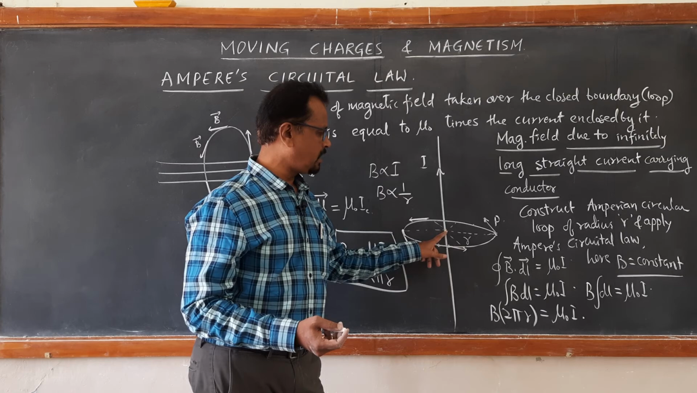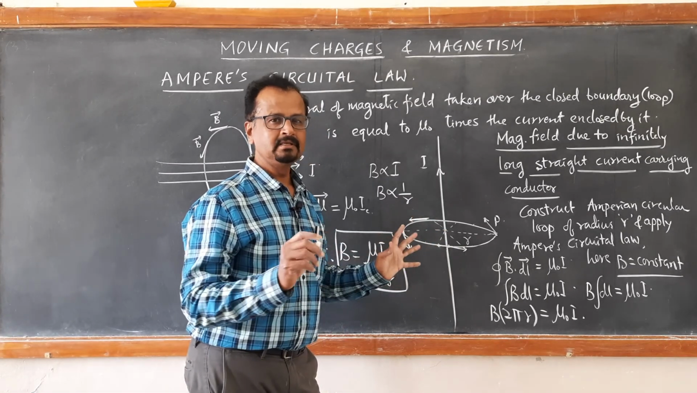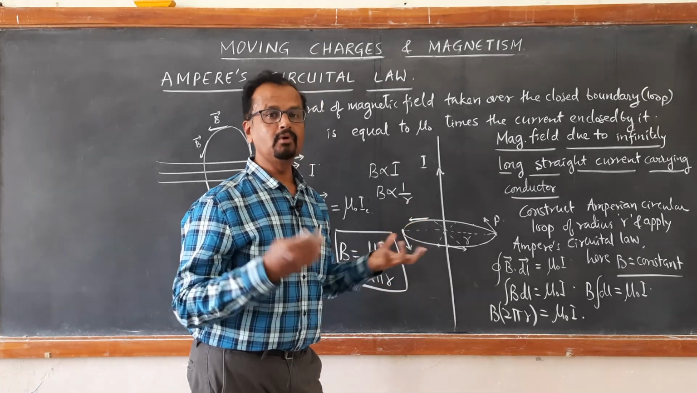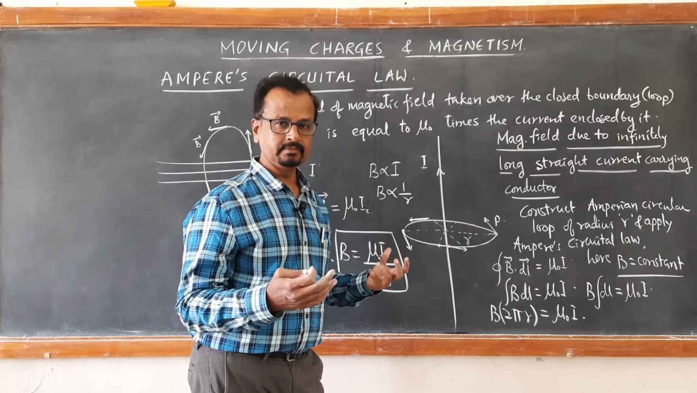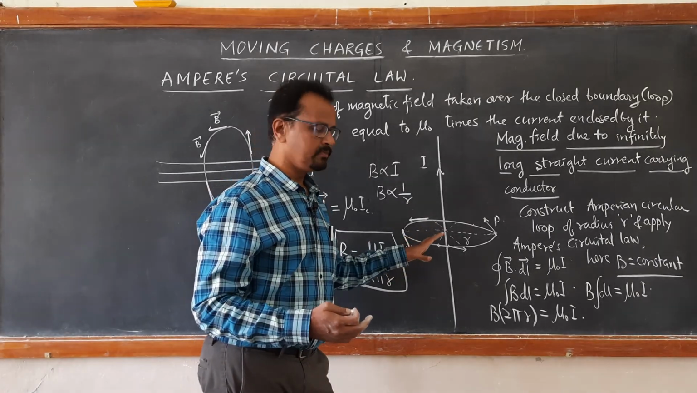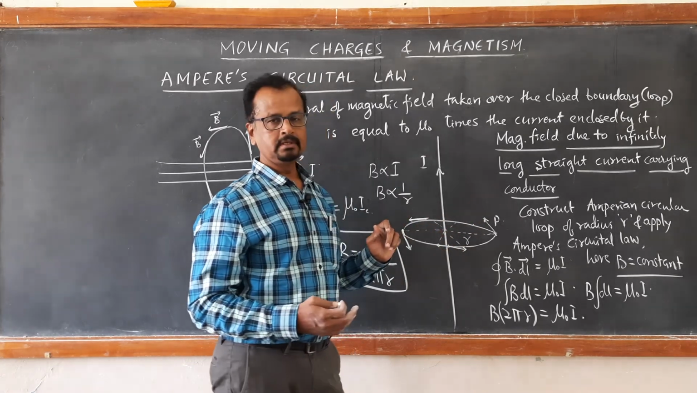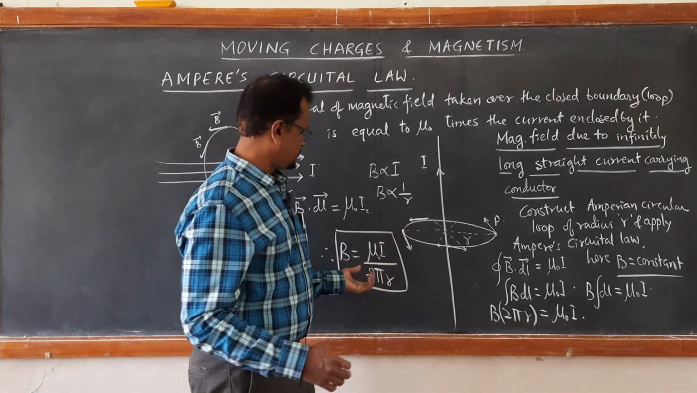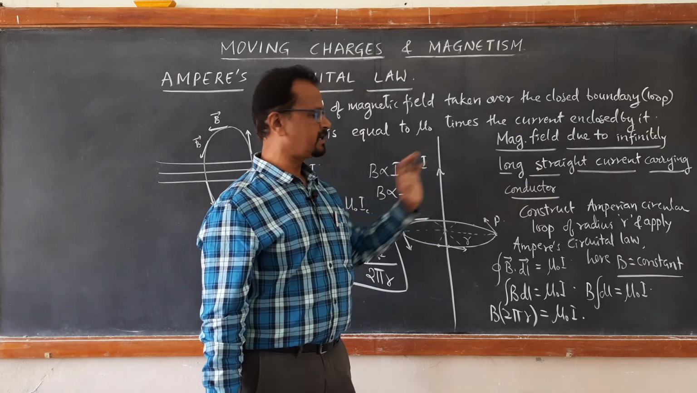At this point r, one can say it is going to be infinite, but the magnetic field will never become infinite. It will only blow up to a very high value. So the magnetic field will not be infinite very close to the wire; it will be a very high value. That is the result for the magnetic field due to an infinitely long straight current carrying conductor.